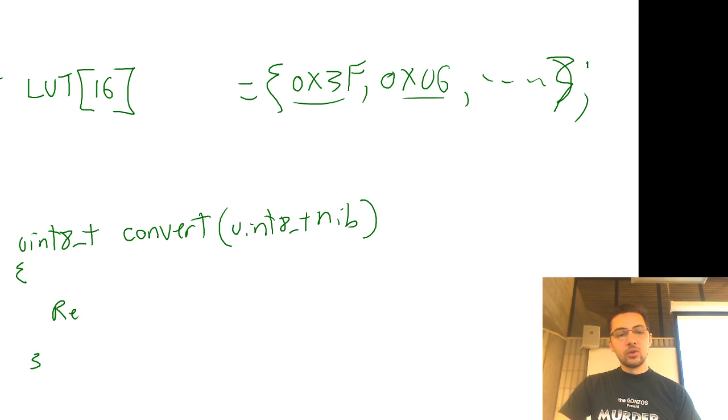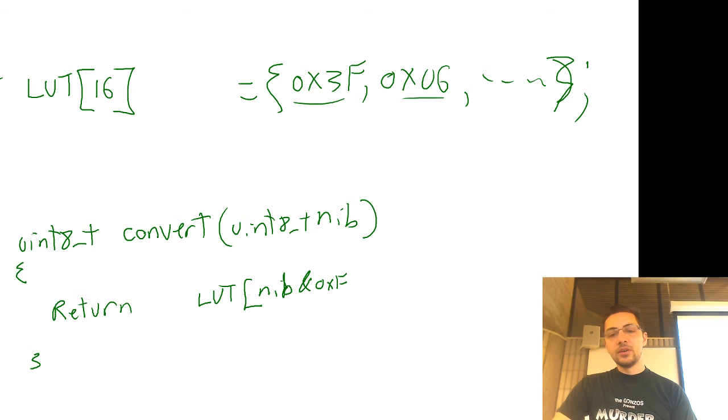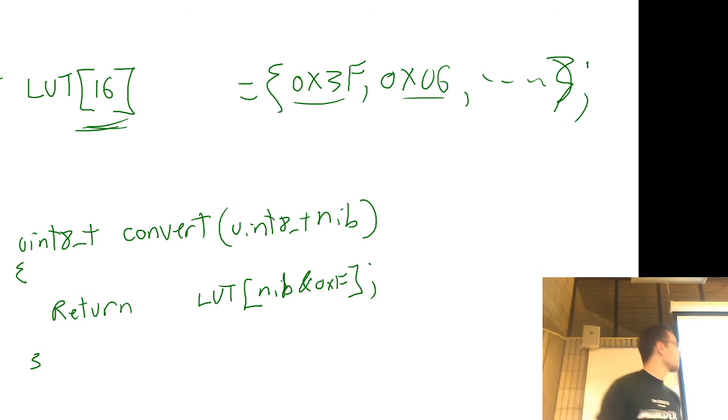We can just say return lookup table sub nib. If we're being really safe, we might say nib AND 0xF, just to make sure that we don't go over our array bounds. Okay, this is basic lookup table stuff. It's dead simple. We, however, want this to live in program memory.